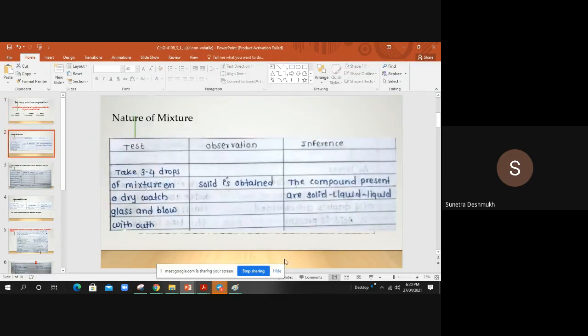So what to do for ether soluble components and for semi solid? Semi solid means either one solid and two liquids, or one liquid and two solids, that we can call semi solid. So first we have to go for the nature of the mixture.